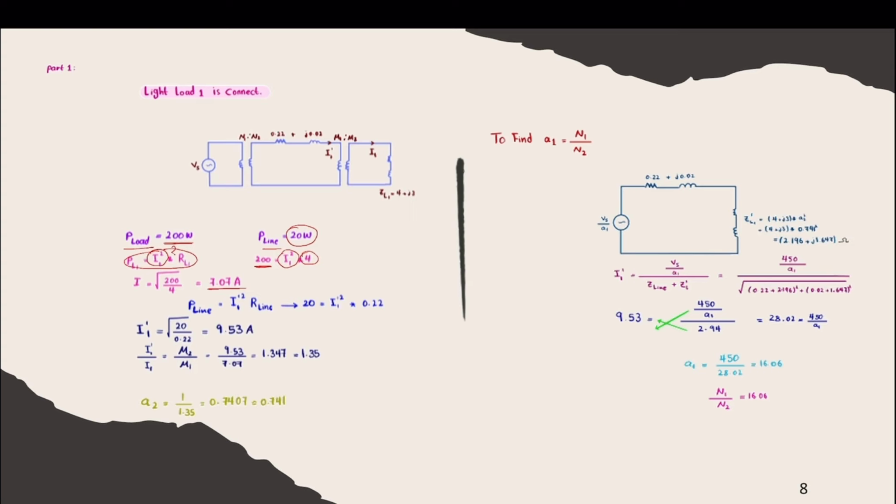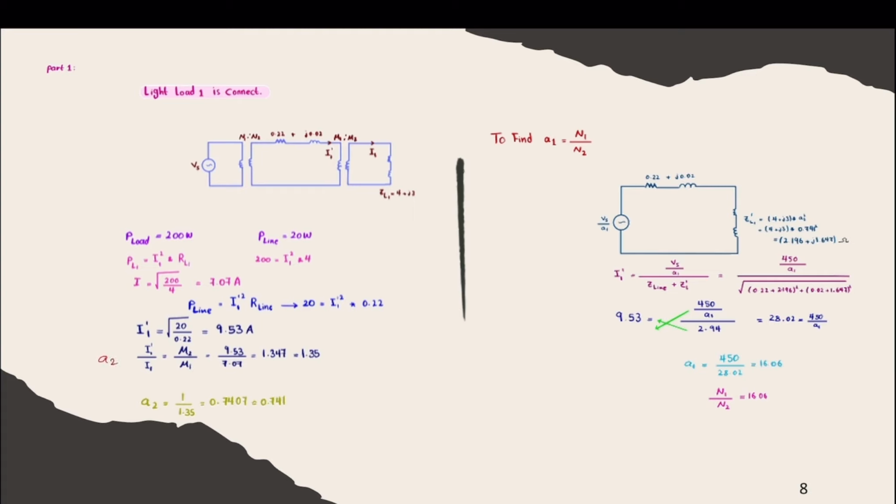Now we want to get the value of IL dash. How? By using this equation: P line is equal to I line dash squared multiplied by R line. Now we're going to substitute: 20 is equal to IL dash squared multiplied by 0.22. We also take the square root of 20 over 0.22 and we get a value equal to 9.53 amperes. Now we want to get the value of A2 by using this.